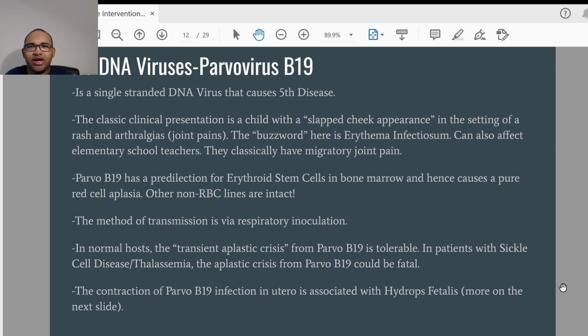that's Parvo B19 pretty much, right? And again, this is one of those viruses that doesn't leave when you're done with Step 1. It makes a very strong appearance on Step 2 CK, on the pediatrics shelf, on the internal medicine shelf, on Step 3. So just something to keep in mind.